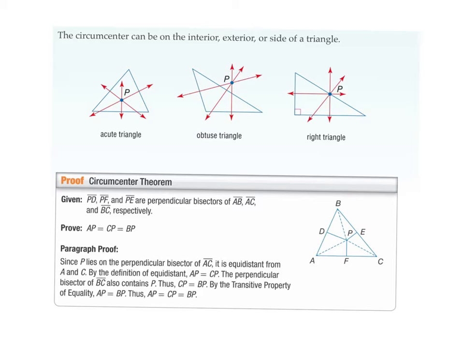Okay, so if you think about it, this must bisect that line, this must be bisecting through that line, and this must bisect this, and they meet at P. Well, in an acute triangle, they meet inside. If it's an obtuse, as you can see, P is on the outside, and if it's a right, it's in the center of the hypotenuse. Try and remember them, they come into play quite a bit.